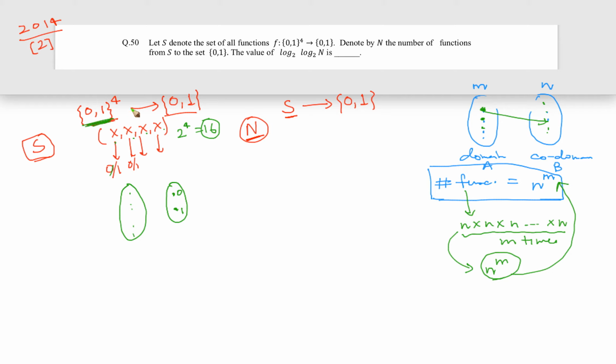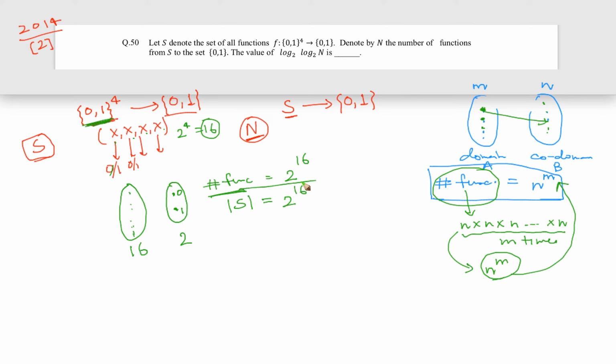{0,1} raised to the power 4 essentially means that it is a 4 tuple. Each of the elements can be 0 or 1, and in that fashion it can have 16 elements. So we said that there are 16 elements in this first set, and 2 elements in the second set. So what is the number of functions? The number of functions is basically 2 raised to the power 16, and this number of functions is basically the cardinality of S, because S is the set of all those functions. So the size of S can be simply written as 2 raised to the power 16.